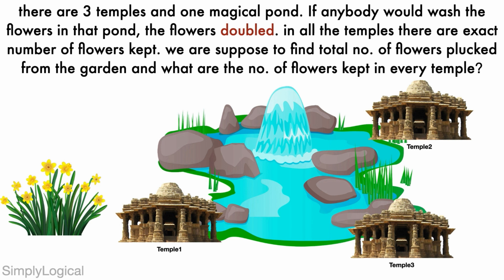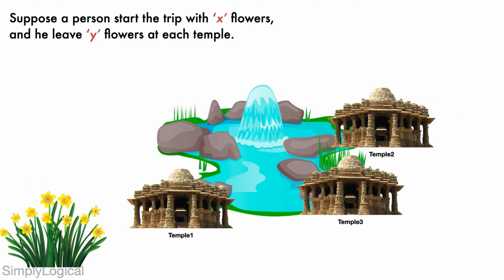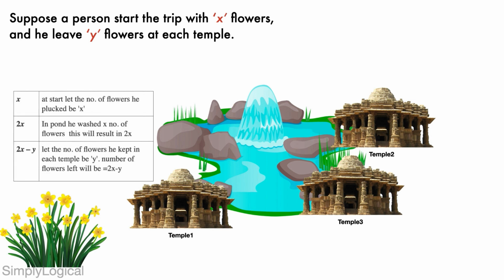Suppose a person starts the trip with X flowers and leaves Y flowers at each temple. Here are the number of flowers the person has after each stage of the trip. So at the start, let the number of flowers he plucked be X. Now in the pond, he washed X flowers. This will result in 2X, because if anybody would wash the flowers in that pond, the flowers doubled.